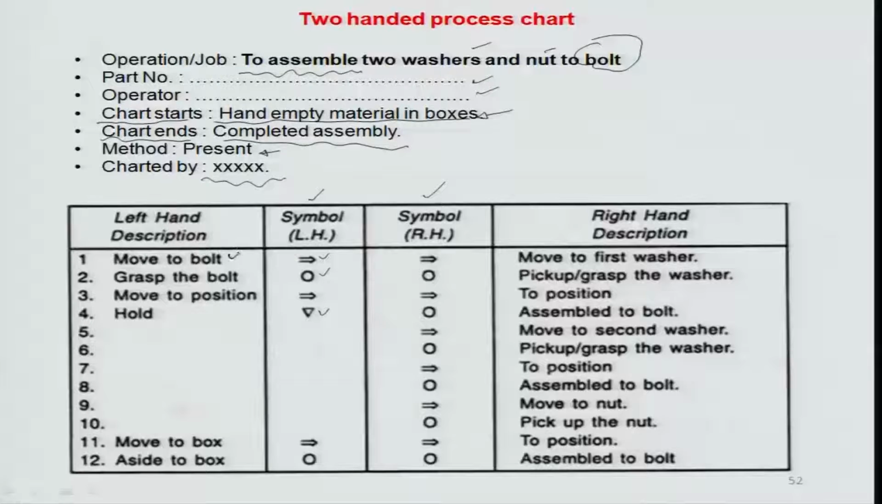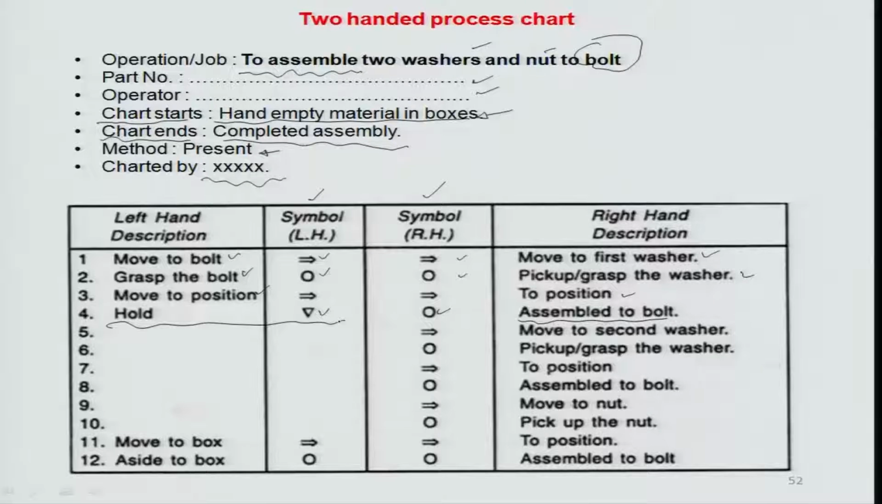So, in this case what we are describing is what the left hand is doing. You have the left hand moving to the bolt, and simultaneously the right hand moves to the first washer, then you grasp the bolt, that is an operation, and then pick up or grasp the washer, that is another operation, and then you move to the position where assembly is being done, and similarly move the washer as well to the position where the assembly is done. Now, the right and left hands are basically doing the assembly. So, that is an operation, you are assembling it to the bolt, and then you hold the bolt-washer assembly for the next washer and the next nut to come in.